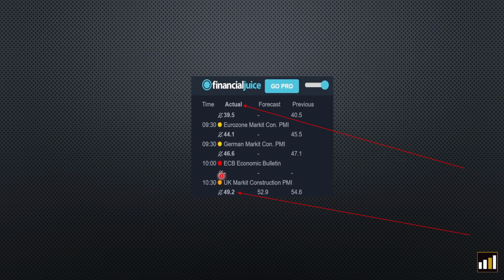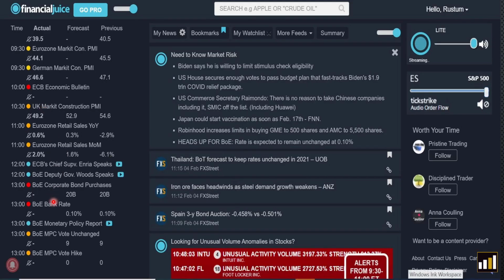But now the next piece of news comes out. This was your previous figure. This was the forecast. This is like the economists forecasting what's going to happen. And then the actual figure comes out. So when you see a dashed line under the actual figure, it means we are still waiting for this to happen. And when 1 o'clock comes, then you will get the big news feed here.